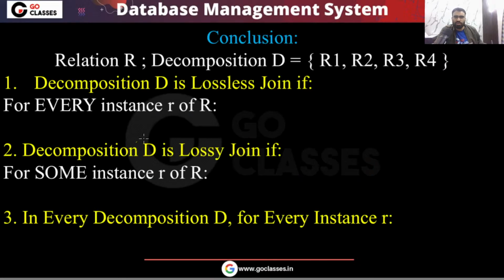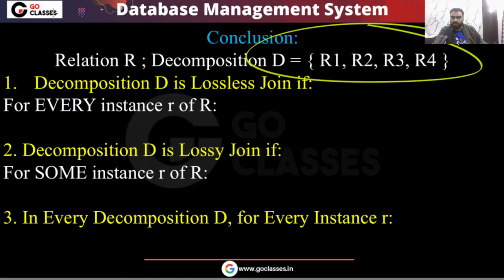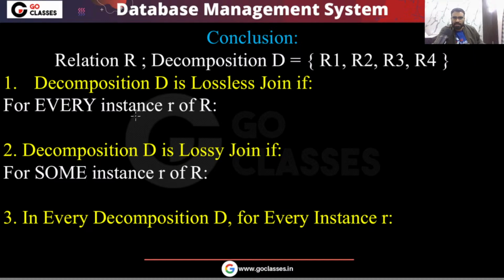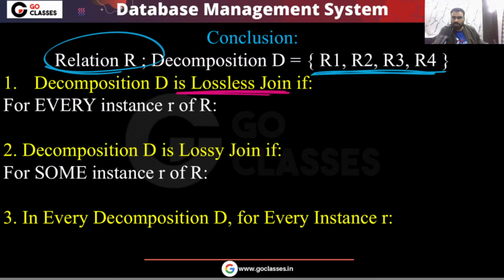So let's see the conclusion. We have a relation R and the decomposition of R into 4 sub relations R1, R2, R3, R4. So this is the decomposition of the relation R. Then when can I say that this decomposition is lossless join?